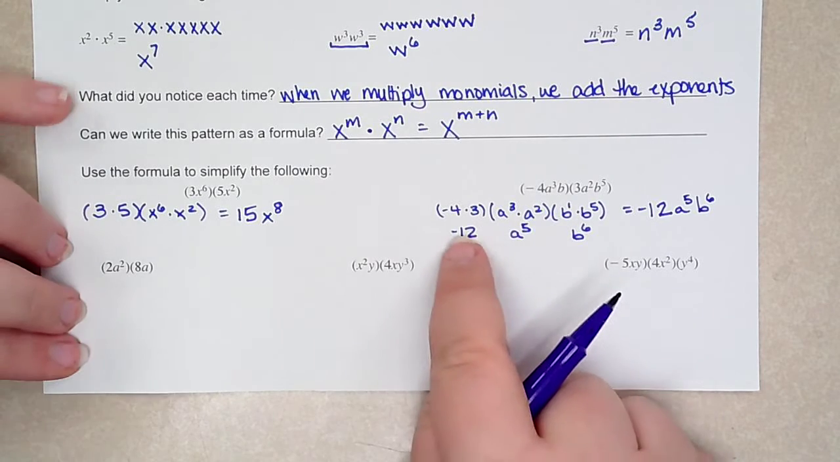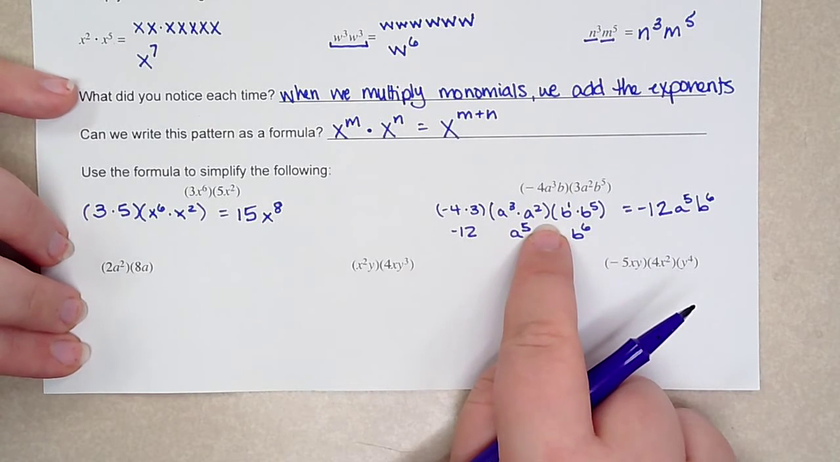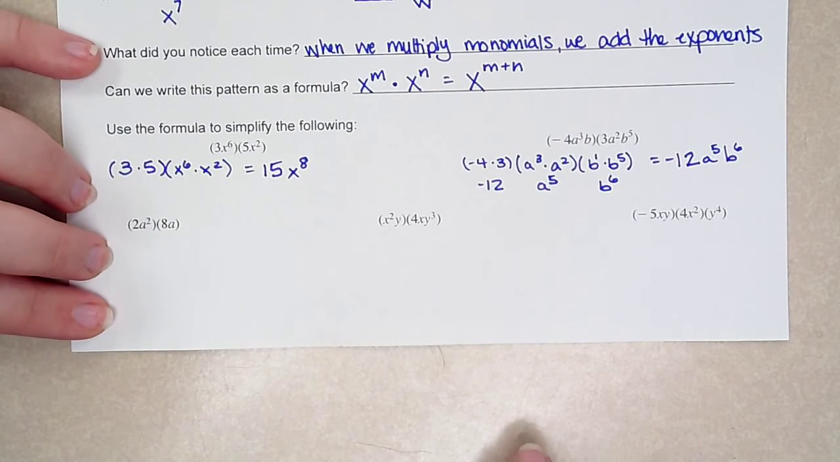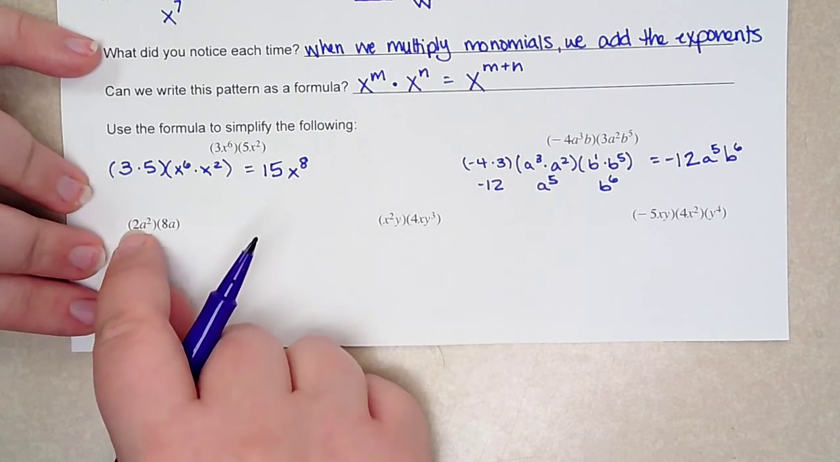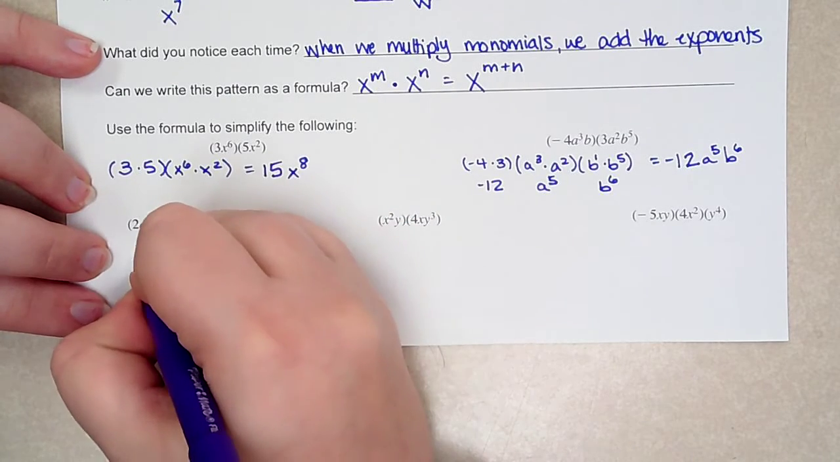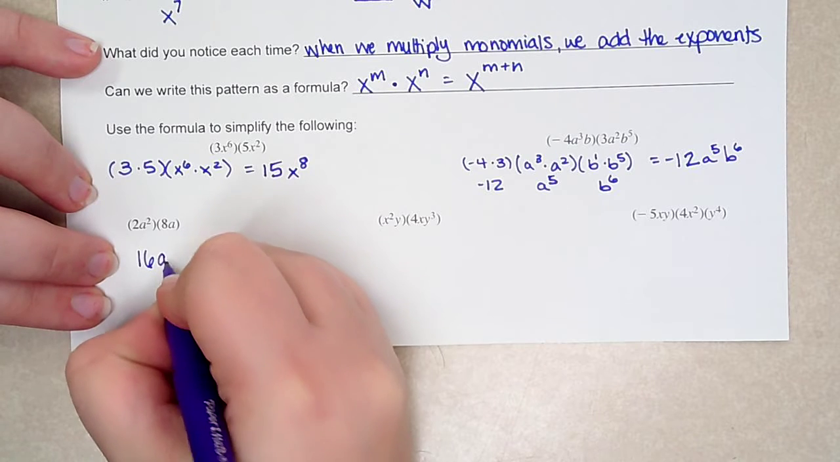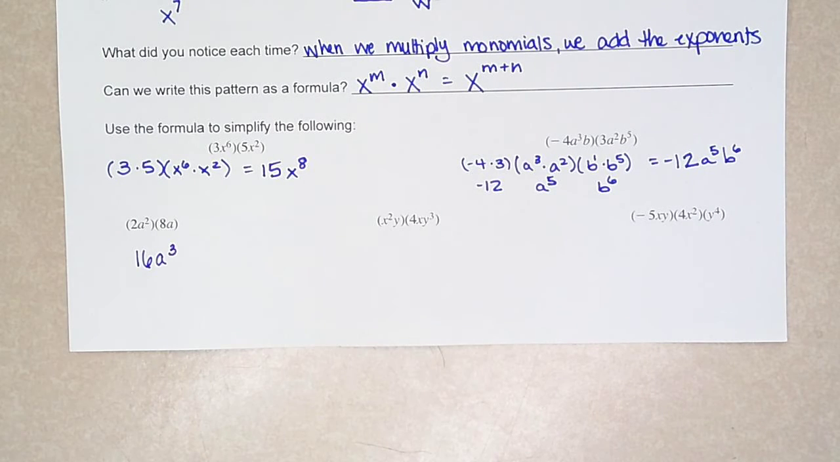Now, you don't have to do this each time, but I find it's a helpful step when I'm learning. Let's see one without that step. Here I'm going to multiply the numbers. 2 times 8 is 16. A squared times a raised to the 1 is a to the 3rd. Go ahead and try the last two on your own, and then come back so we can do them together.